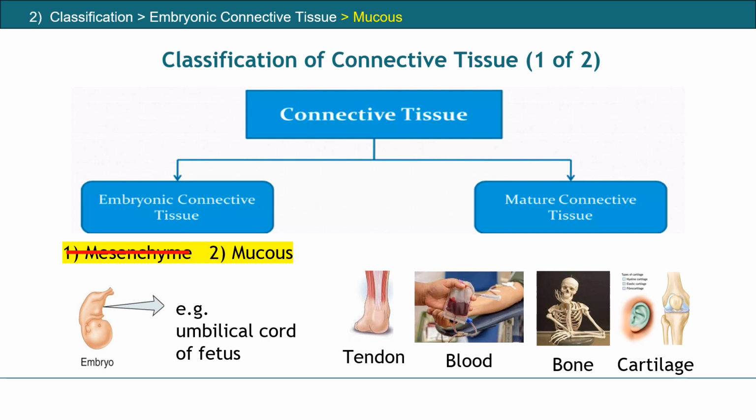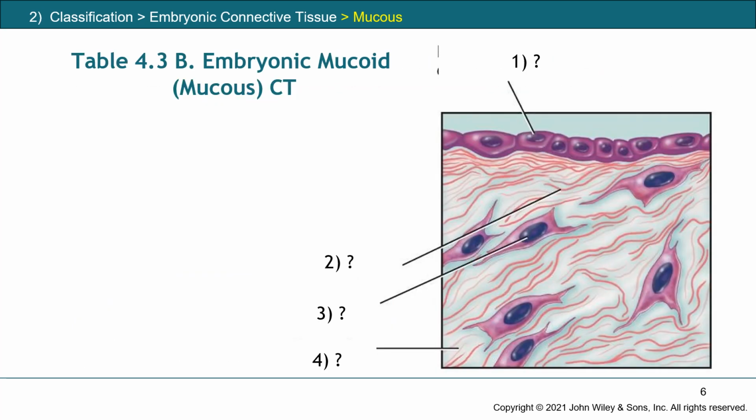So we just finished the mesenchyme, and now we're going into the mucus, that is also an embryonic connective tissue. To talk about the embryonic mucoid or mucus connective tissue, here you have the classical picture that you will see of the umbilical cord of a fetus. This is where you find this type of embryonic connective tissue, and its main function is to support the umbilical cord.